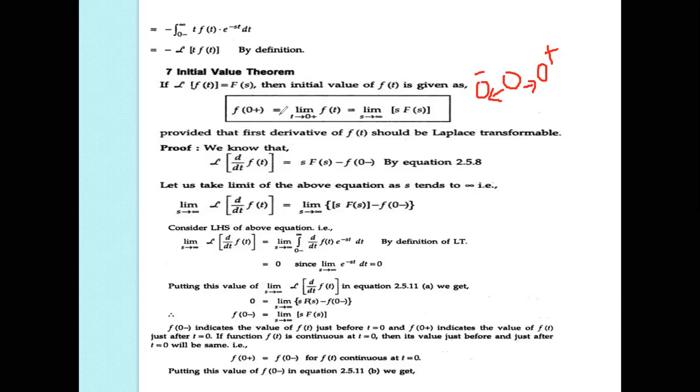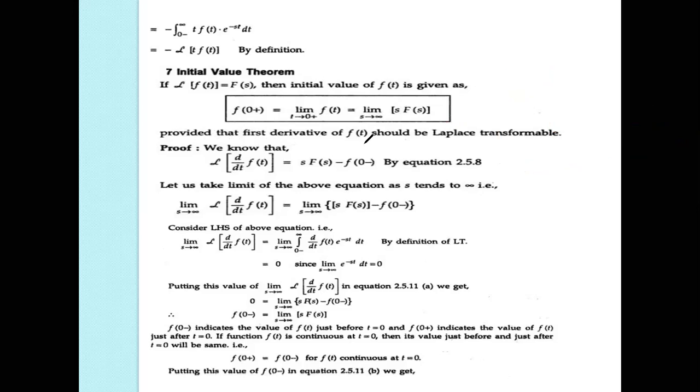So f of 0 plus is equal to the limit t tends to 0 plus of f of t, which is equal to the limit s tends to infinity. So the initial value starts from 0 plus in the time domain, and in the s domain, s tends to infinity, s into F of s. I have to prove that the limit t tends to 0 plus of f of t is equal to the limit s tends to infinity of s into F of s.